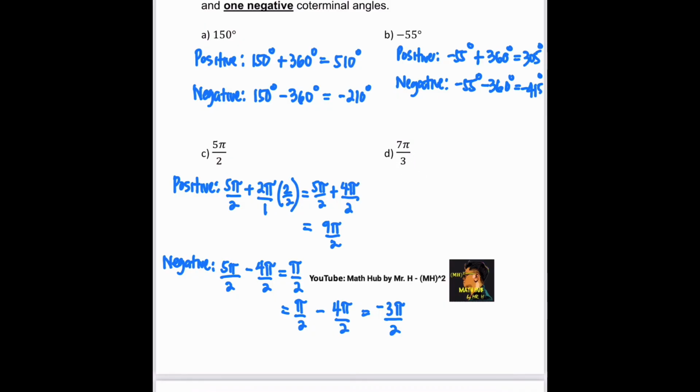All right, let's take a look at your answers. So to get the positive coterminal angle, we take 7 pi divided by 3 plus 2 pi. We change 2 pi in order for them to be similar fractions. So 2 pi will be multiplied by 3 over 3, so that will be 6 pi over 3. Now it's easier to add, so 7 pi over 3 plus 6 pi over 3 is 13 pi over 3.